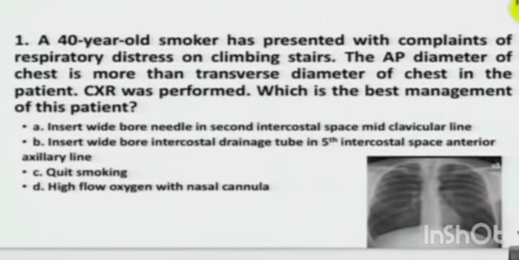Now note an important point to understand: we all have shoulder to shoulder diameter, that is transverse diameter, more than what we have AP diameter. But in this case, AP diameter is more than transverse diameter. That means this patient has a barrel shaped chest, and barrel shaped chest, as you all know, occurs in COPD, and this patient is also a smoker. So we now have almost a diagnosis of COPD.